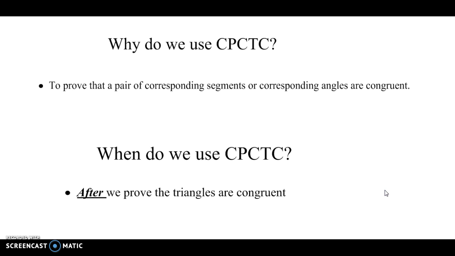And because corresponding parts of congruent triangles are congruent is a very, very long thing to say, we abbreviate it and just use the letters CPCTC instead.